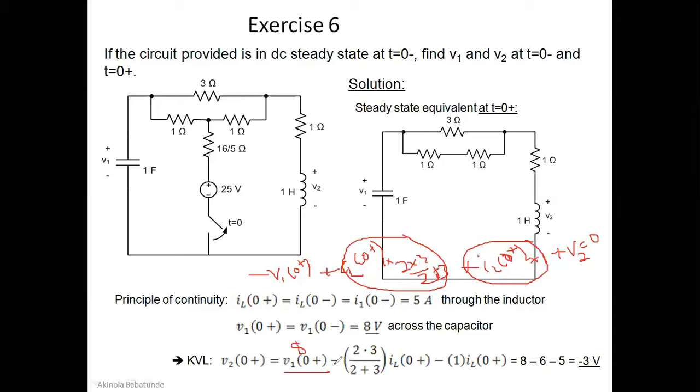So what we're going to have here is 8 minus 2 times 6 over 5, multiplied by 5. 5 cancels 5, so you have 8 minus 6 already. And then again, minus IL. Our IL is 5 here, multiplied by 1, because this is 1 ohm. So that gives us 5. So you have 8 minus 6 minus 5, and that gives us minus 3 volts. So V2(0+), after the switch has been opened, will give us minus 3 volts.